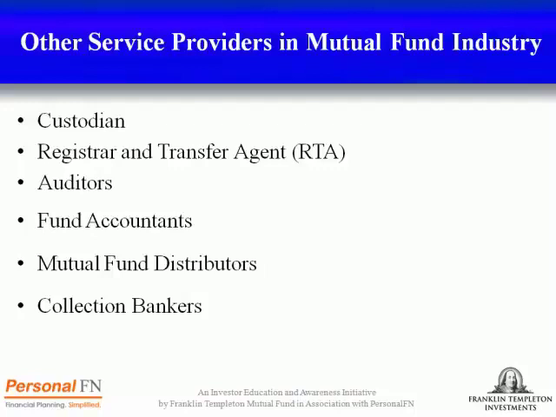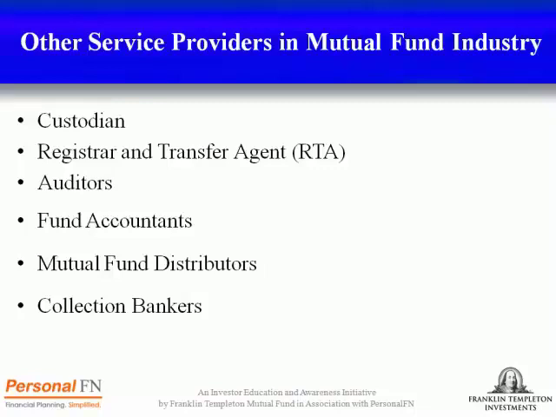Auditors. The accounts of the mutual fund schemes need to be regularly audited by independent auditors. As per guidelines, the auditors appointed for the audit of the scheme accounts need to be different from the auditor of the AMC. Fund accountants. AMCs need to publish the net asset value (NAV) of all mutual fund schemes on a regular basis. This role of calculating the NAV of all mutual fund schemes is performed by the fund accountants.